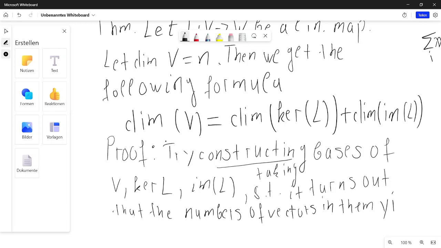Yield, we claim. So if we take the basis of V, we take the basis of kernel L, and we take the basis of image L, then the number of vectors in the basis of this plus the number of vectors in the basis of this should be equal to the number of vectors in the basis of this. Right? Yield, we claim.